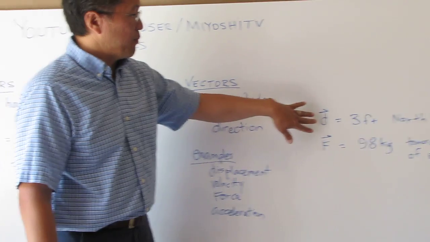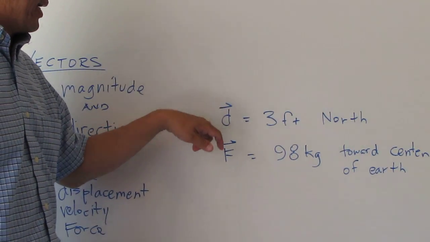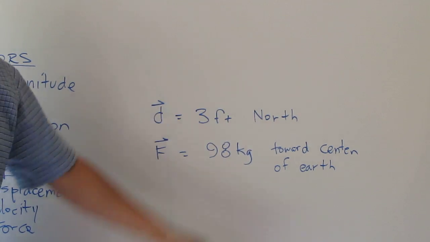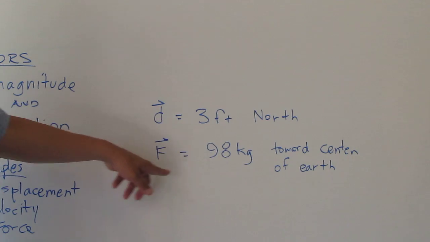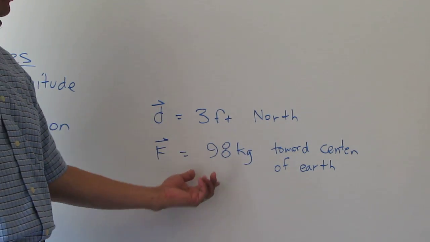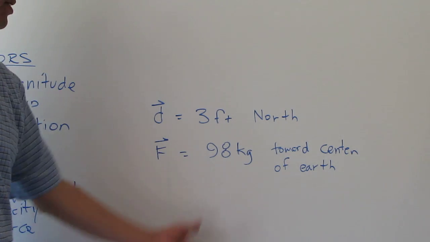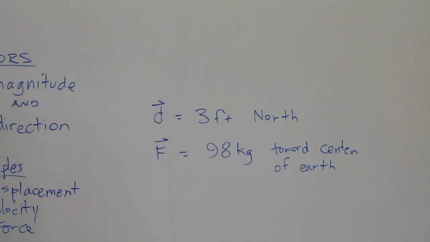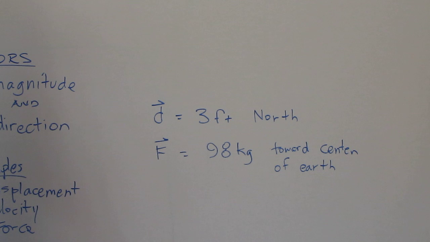A couple of examples of vectors might be a displacement of 3 feet to the north, or a force of 98 kilograms toward the center of the earth, which would be your weight if you weighed 10 kilograms. So, vectors and scalars, they are slightly different. And again, vectors have magnitude and direction, and scalars have only magnitude.